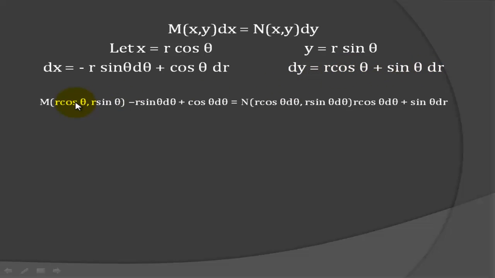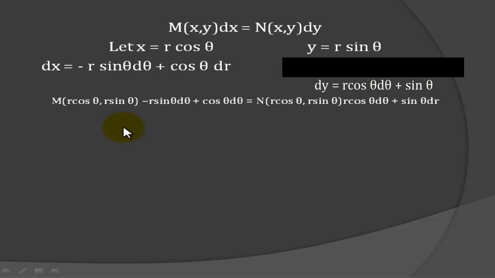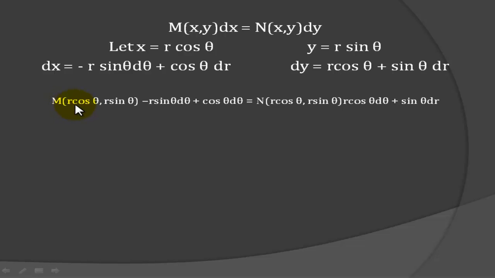Now, substituting those equivalents to x and y, right now you have the resulting new equation in terms of polar coordinates. You have the M(r cosine theta, r sine theta). This is your x and your y. Times negative r sine theta d theta plus cosine theta dr, which is your dx, is equal to N(r cosine theta, r sine theta) times r cosine theta d theta plus sine theta dr, which is your dy.